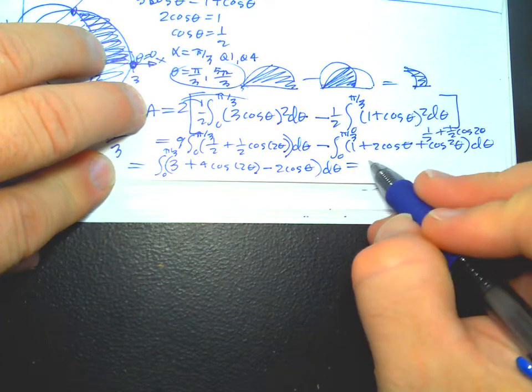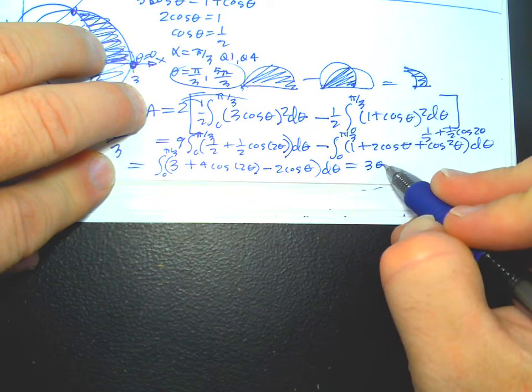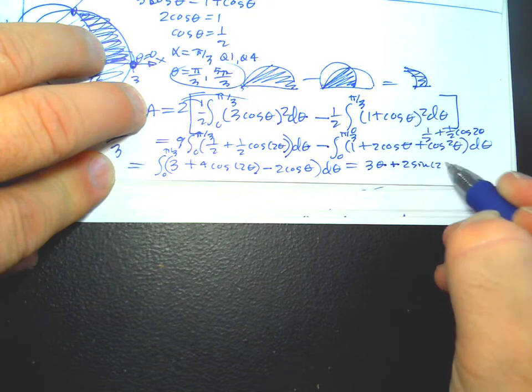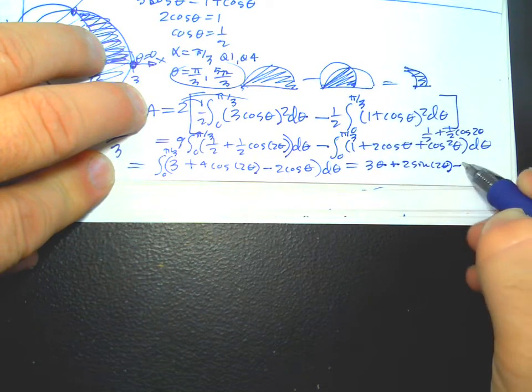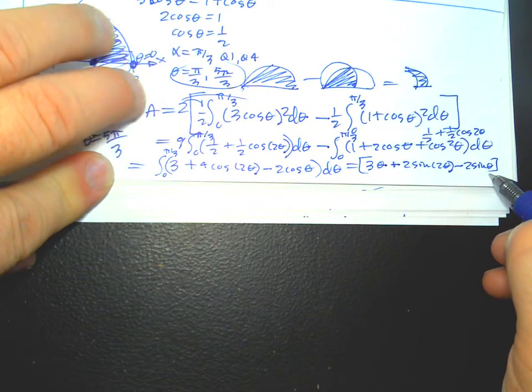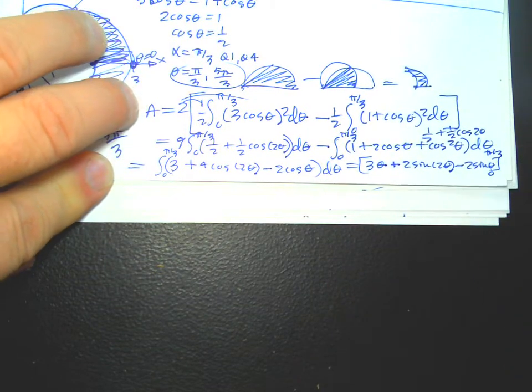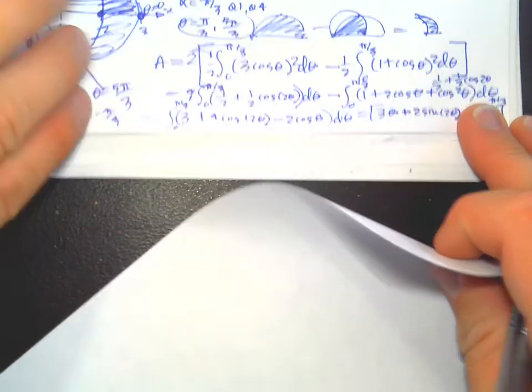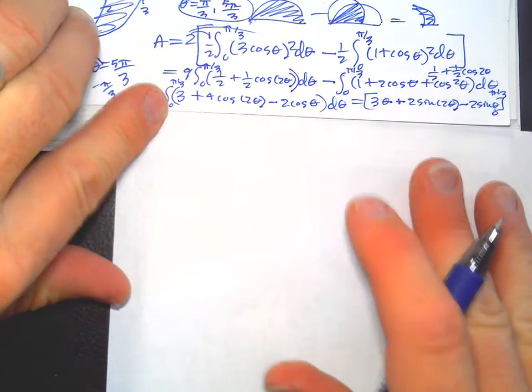So the antiderivative is going to be 3 theta plus 2 sine 2 theta minus 2 sine theta. I'm going to go 0 to pi over 3. You could make your decisions about how you want to simplify or not simplify.